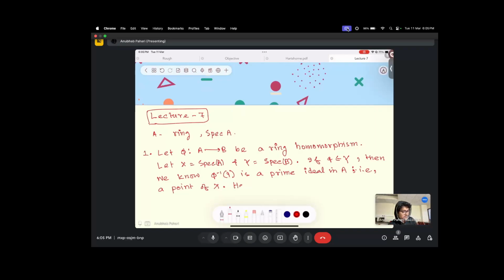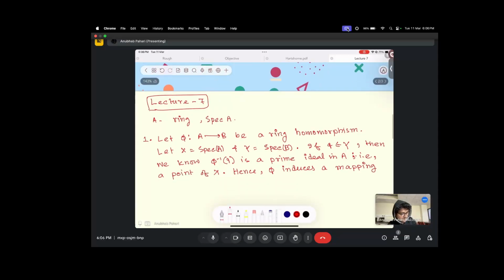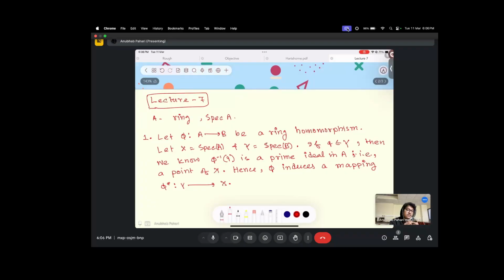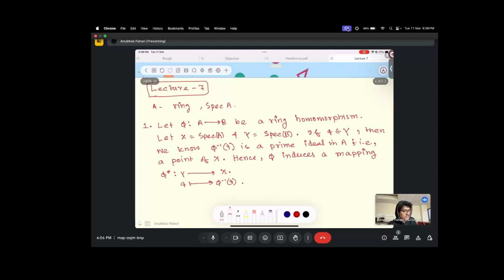Hence, phi induces a mapping phi star from Y to X, right? So what I'm trying to say is that Q goes to phi inverse Q, and you know that this is the contraction, Q^c.